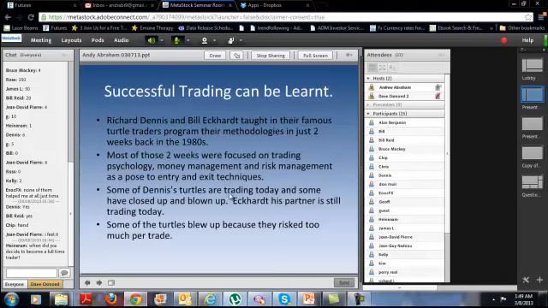Some of the turtles are still trading, for decades. You have Elizabeth Cheval. You have Eckhardt. You have Saxon, which is Howard Seidler. And then you have turtles that blew up because they risked too much per trade. Again, Richard Dennis. I don't know if Curtis Faith is trading. You don't hear about him. I don't know if he's managing money. The same thing with Russell Sands. I just know he was teaching. I don't know if he's trading.